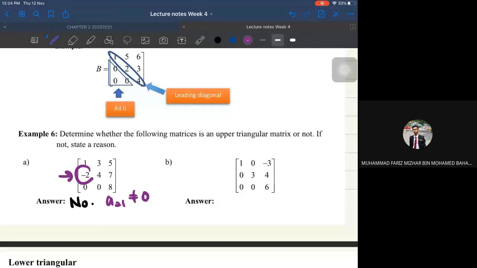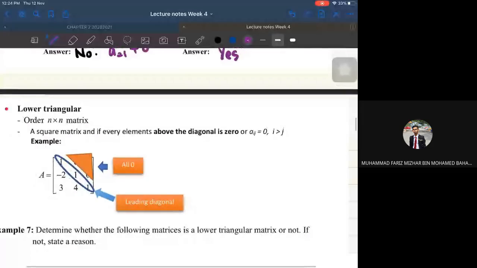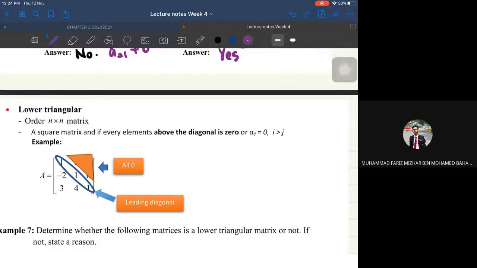So for B, this is an upper triangular matrix since this is a square matrix and everything below is zero. If it is lower triangular, it is the reverse. The top must be zero. If upper, the bottom must be zero. If lower, the elements above the diagonal are 0.